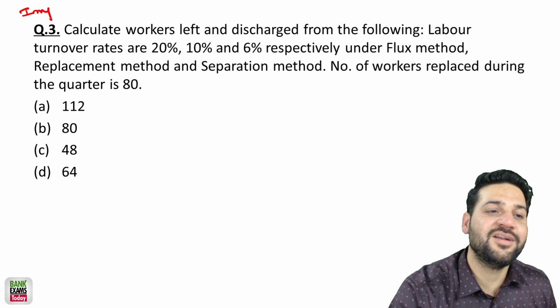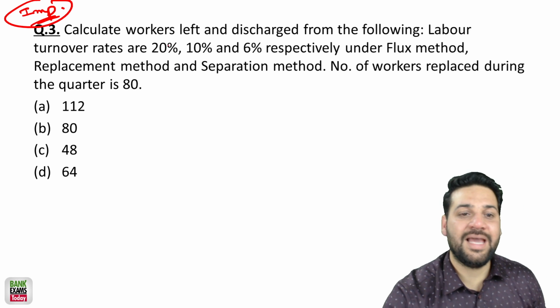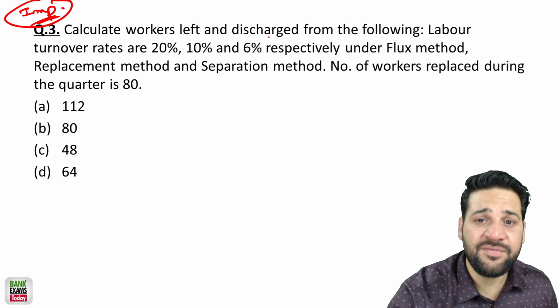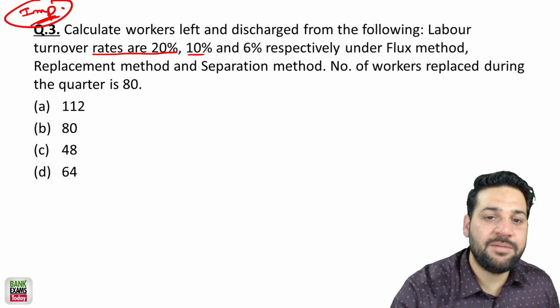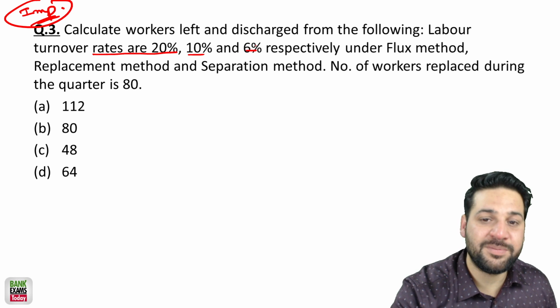Now this question is important, an exam oriented question. The first two were not so exam oriented. Very important. Calculate the workers left and discharged from the following. Labor turnover rates are 20%, 10% and 6% under the flux method, replacement method and separation method.